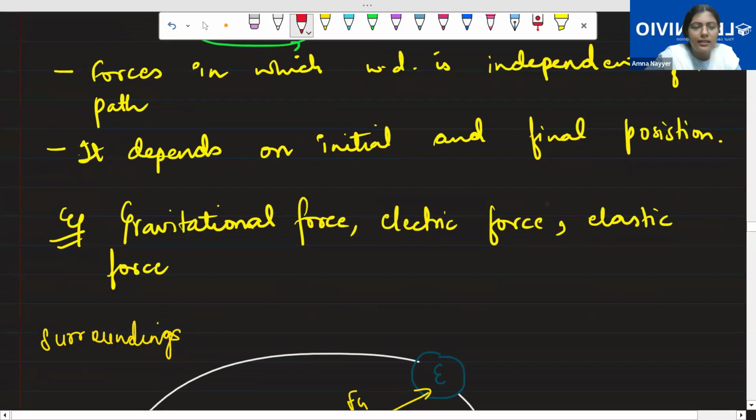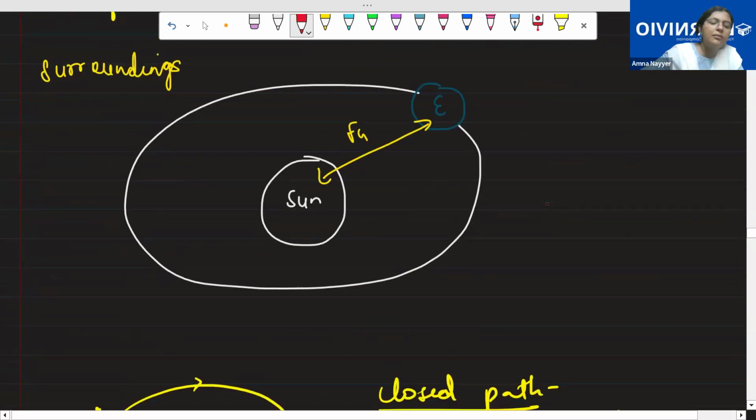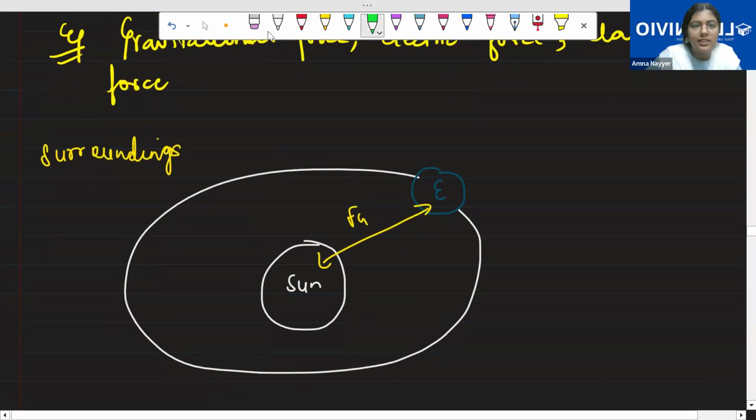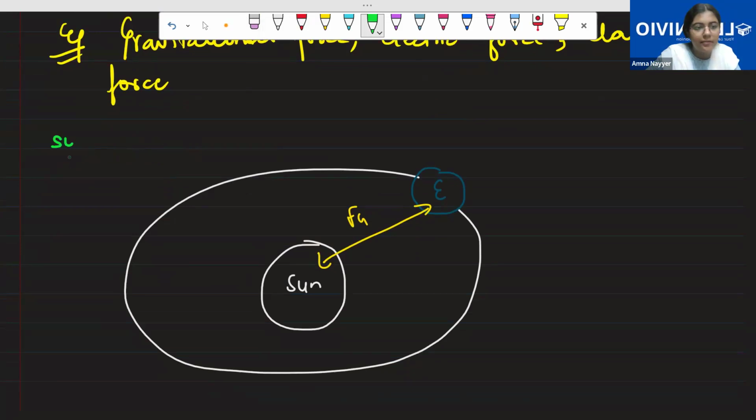So these are there. Now, a little brief about the internal force and external force, which I have discussed before also in laws of motion. Like if I have the sun and the earth, and I'm just considering them, then the system under consideration will be the sun plus the earth. That's it. This is the system.